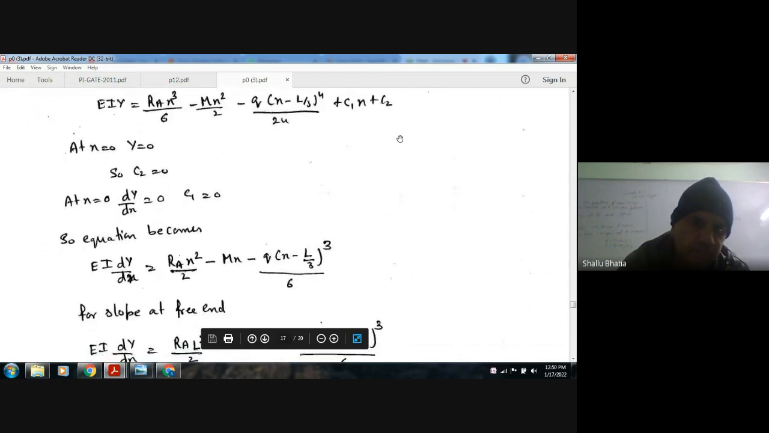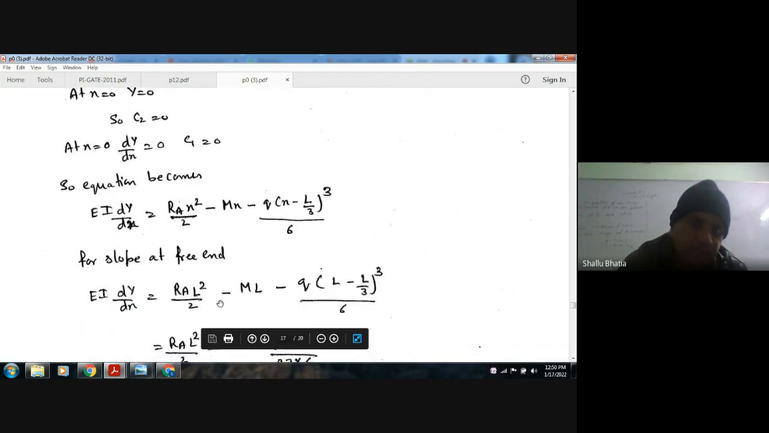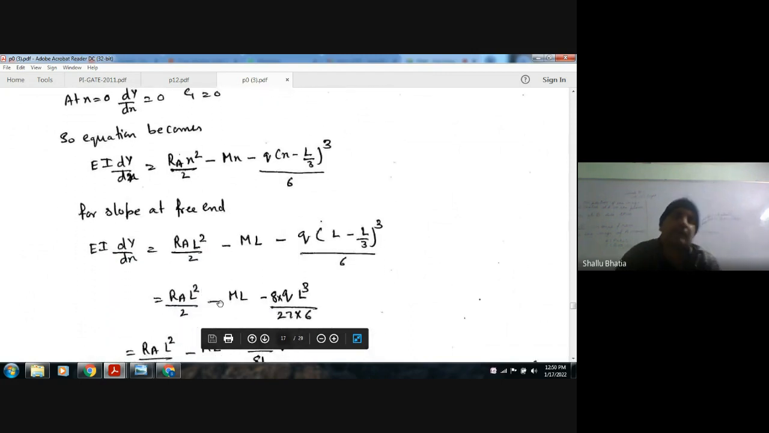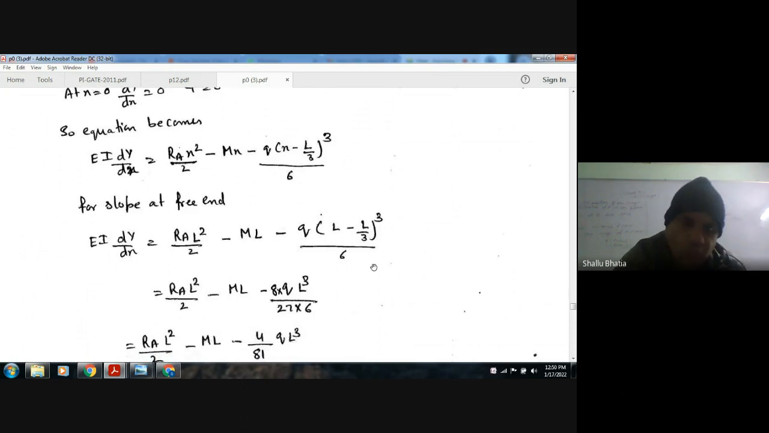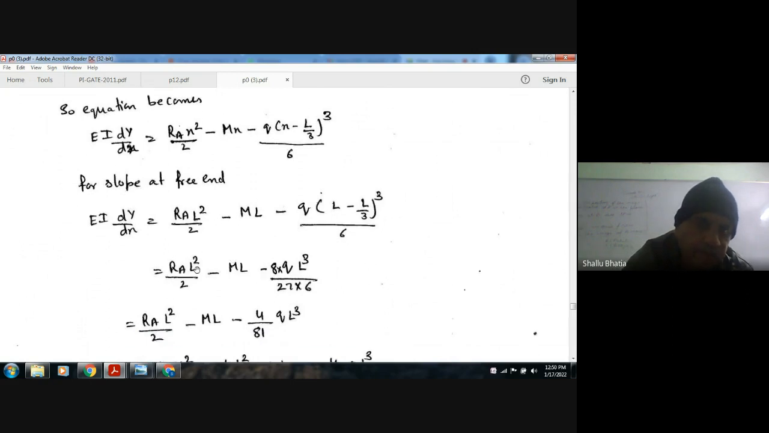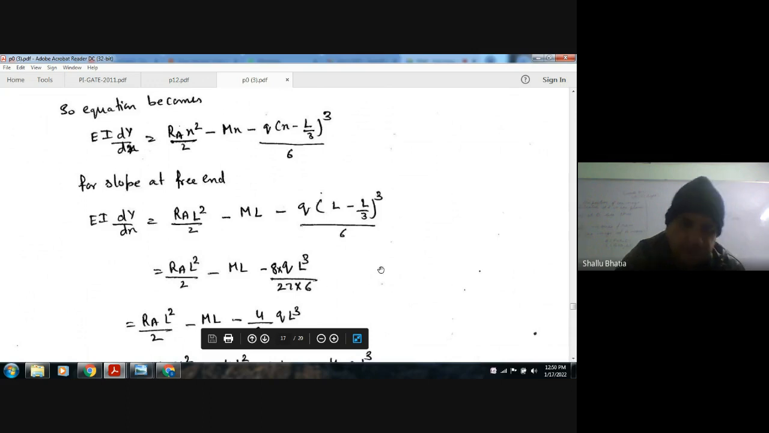P1 also as 0. Okay. Now the equation of slope becomes like this: EI dy by dx, because C1 and C2 are 0, equals RA x square by 2 minus Mx minus qx minus l by 3 cubed by 6. Okay. Now slope at the free end. For the free end we have to put x equal to l. So putting x equal to l, RA l square by 2 minus Ml minus ql minus l minus 3 cubed by 6. Okay. So here RA l square by 2, Ml minus Ml, 8 QL cube by 27 into 6.